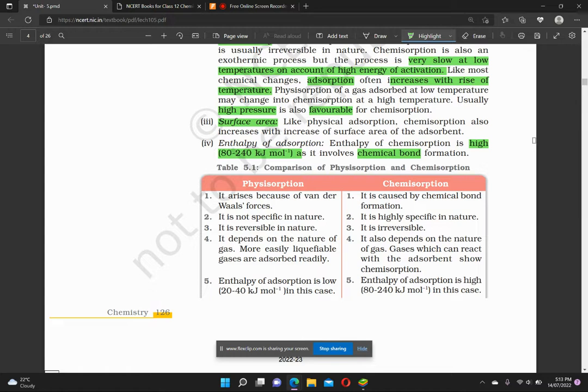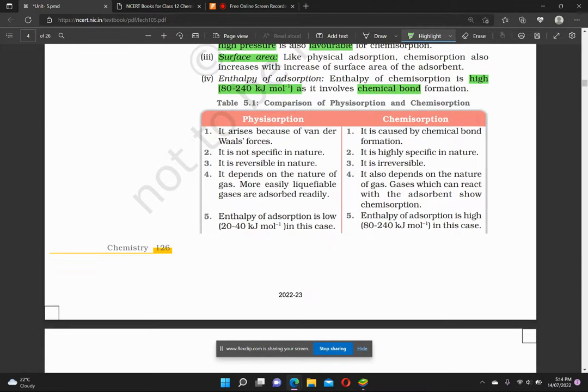Adsorption increases with increase in surface area whatever might be the adsorption type, whether it is physisorption or chemisorption, whether it is physical adsorption or chemical adsorption. When surface area increases, adsorption increases. Is that clear? Enthalpy of adsorption, we just now saw that it is high because of formation of chemical bond, that is, it is 80 to 240 kilojoules.